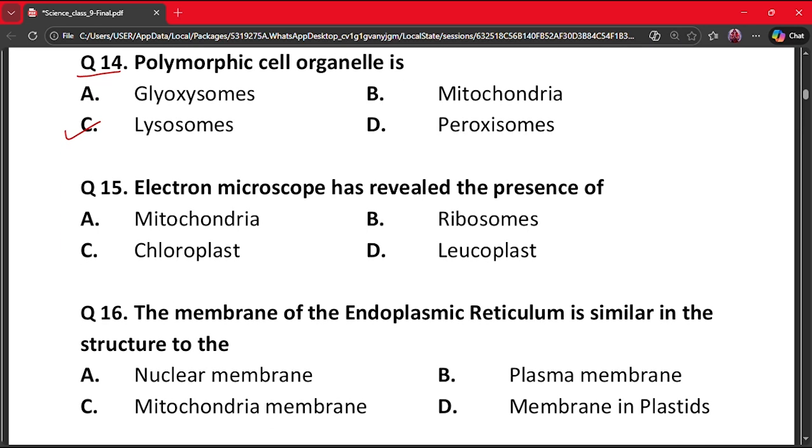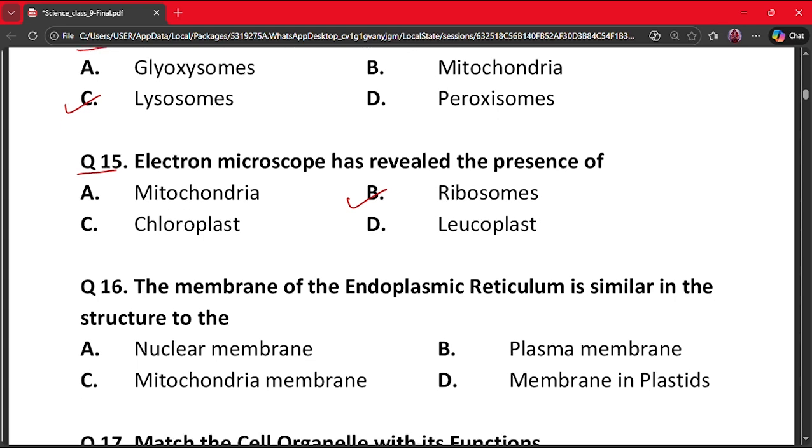Our next question is question number 15. Electron microscope has revealed the presence of A. Mitochondria, B. Ribosomes, C. Chloroplast, and D. Leucoplast. Here the correct answer is ribosomes, because ribosomes were first clearly observed with electron microscope. Hence option B is the correct option.